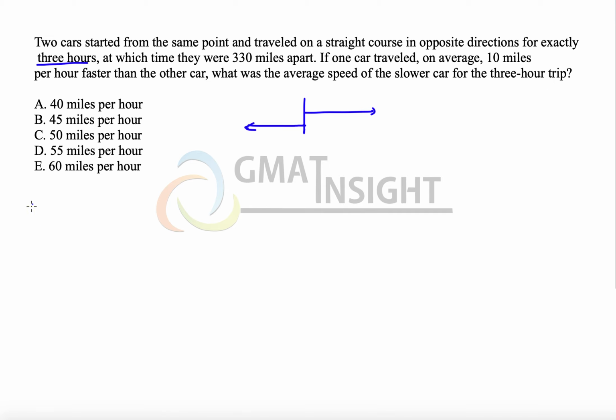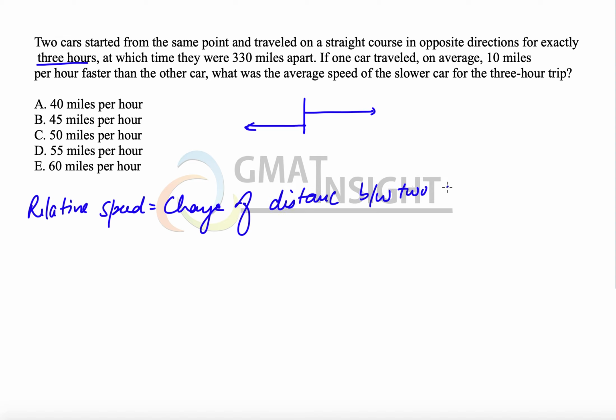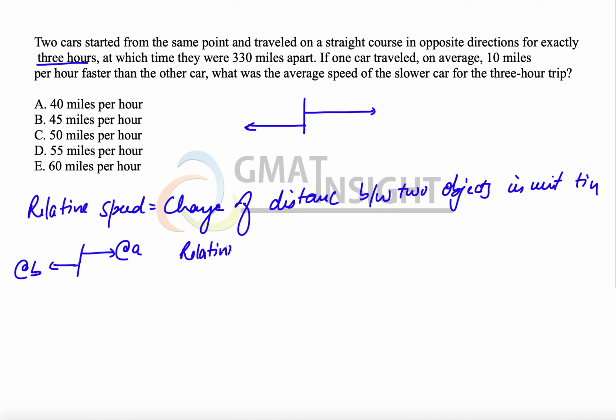Now, first of all, we need to understand the concept of relative speed for this. Relative speed is defined as the change of distance between two objects in unit time. So if one car is moving to the right, the other car is moving to the left, for example, their speeds are A and B respectively, then the distance between the two of them will continue to increase at a pace of A plus B. Therefore, when the two objects move in the opposite direction, the relative speed is defined as the sum of the two.